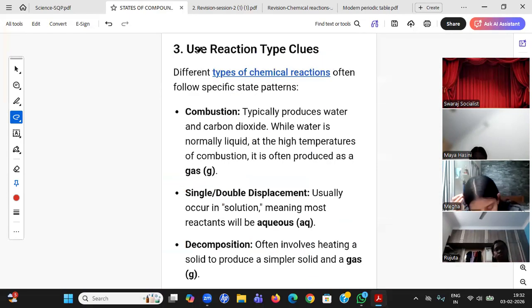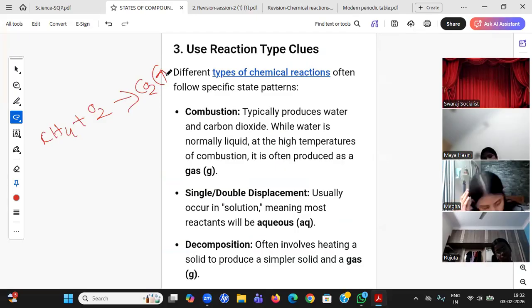What is the next trick? Another trick: by the type of reaction you can guess. For example, combustion. Whenever I write combustion, CH4 plus O2, combustion means highly exothermic. That means whatever compounds I am getting, CO2 is gas and H2O is gas. You should not write liquid here. Why, sir? Because combustion is highly exothermic. You are getting water, but it will be in gaseous form. So by the type of reaction also, you'll get some clue.